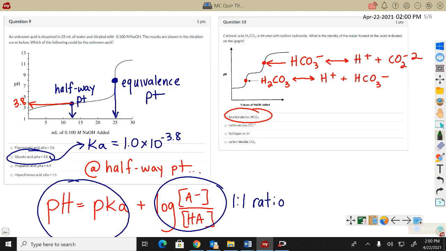And then here are the last two. Question 9. Here's that halfway point again. An unknown acid is dissolved in 25 milliliters of water and titrated with 0.1 molar sodium hydroxide. Which of the following could be the unknown acid? All right, so the two most important points on a titration curve are the equivalence point and the halfway point. The equivalence point is halfway up my big jump in pH. All right, so it looks like that's going to be around 25 milliliters. So my halfway point is going to be around 12 and a half or so, halfway to the equivalence point.